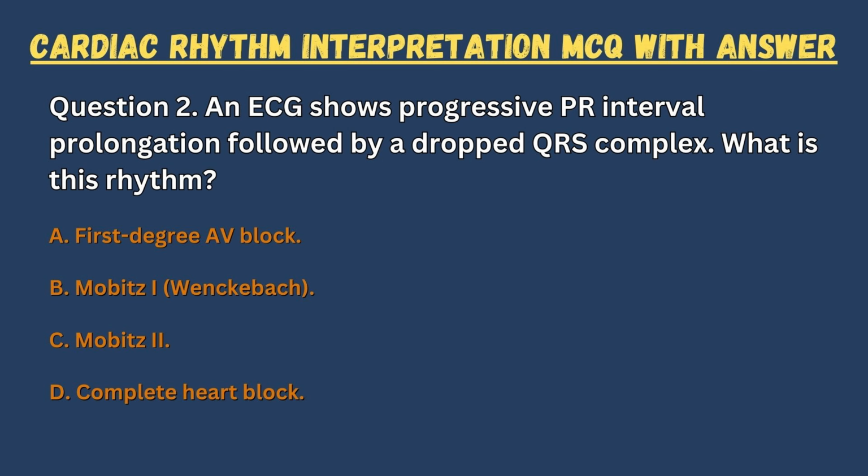Question 2. An ECG shows progressive PR interval prolongation followed by a dropped QRS complex. What is this rhythm? A. First degree AV block. B. Mobitz I Wenckebach block. C. Mobitz 2. D. Complete heart block.